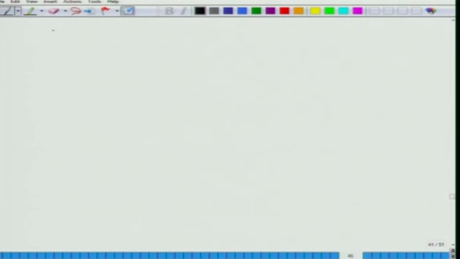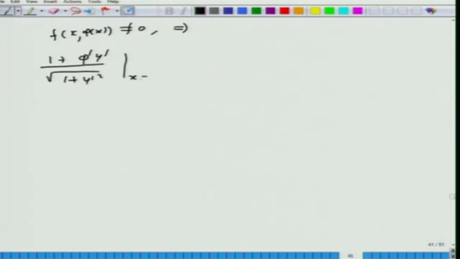Now, it is assumed that this f of x phi x, as before, we assume that this is not equal to 0. So, we can divide by this, and so this implies that (1 plus phi prime y prime) over square root 1 plus y prime square at x equal to x 3 minus equals (1 plus phi prime y prime) over root 1 plus y prime square evaluated at x equal to x 3 plus. So, that is the condition we get here. So, from this we want to derive the standard laws of reflection and refraction. So, let us consider the case here.